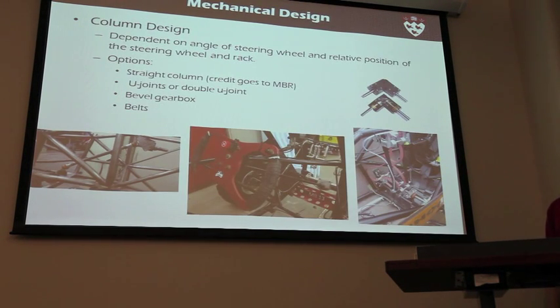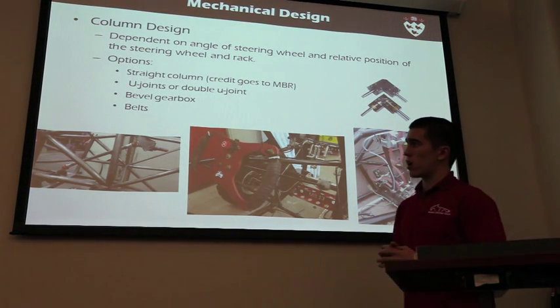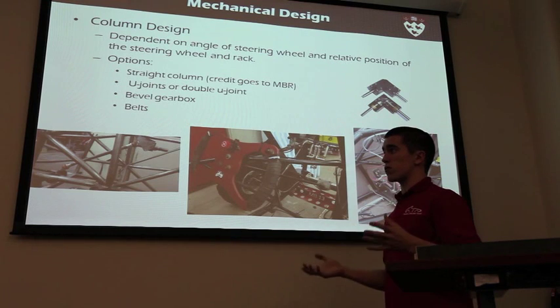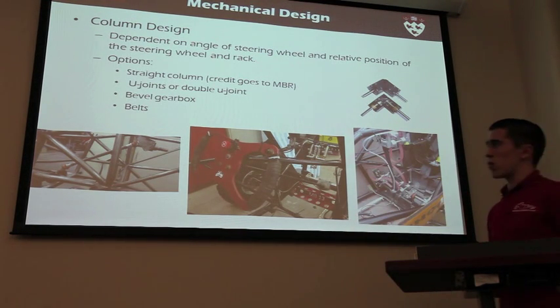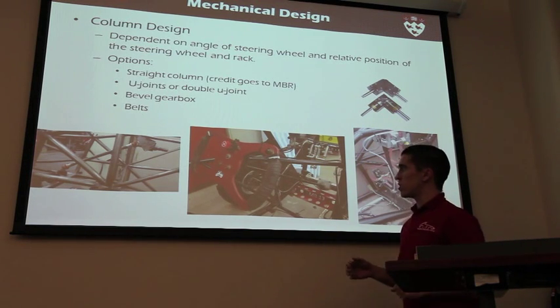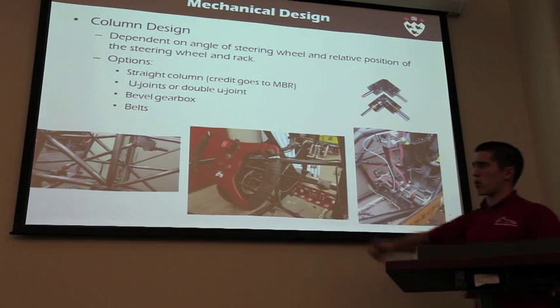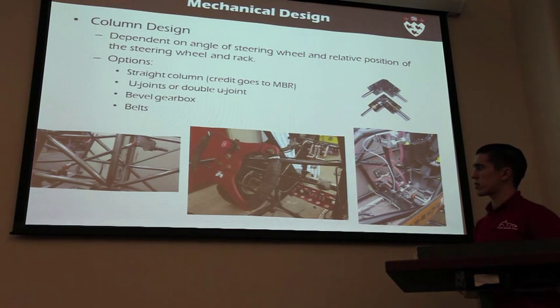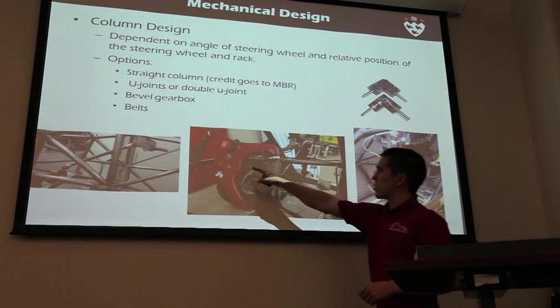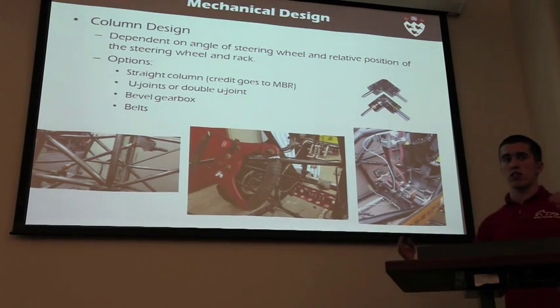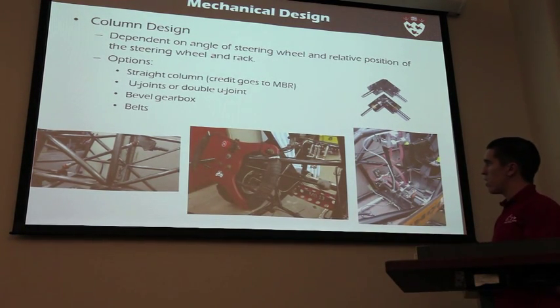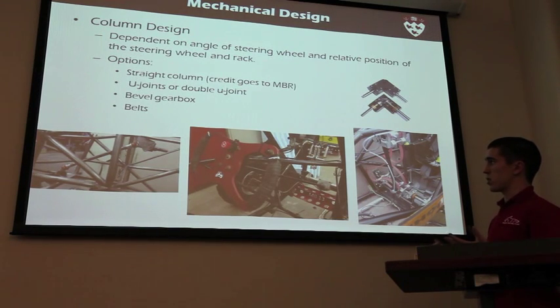On the mechanical design side of the column, there are a couple options. Basically, this is obviously heavily dependent on the ergonomics. For example, I'll start off with the example of a straight column. Here we got the McGill Baja Racing Team steering design this year. Their column, if you can see it here, is straight. There is no U-joint, there's no bevel gear to change the angle of the column. This was chosen for simplicity.